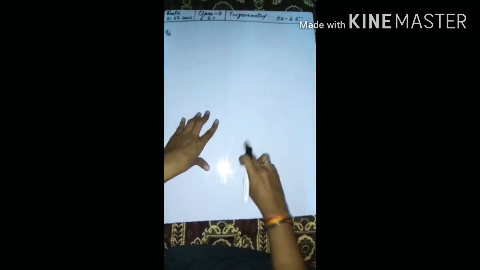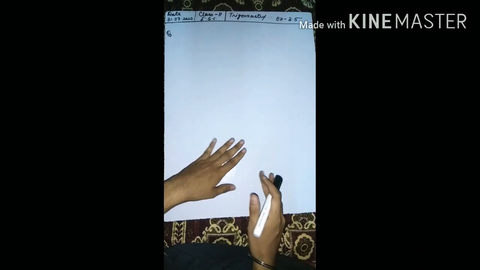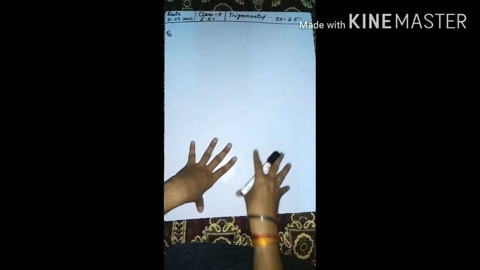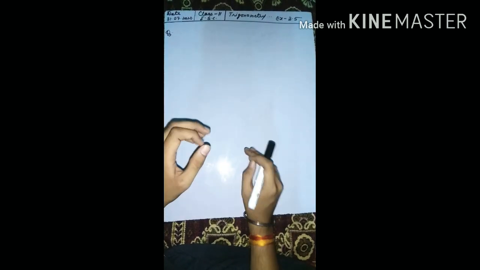Let us start with the questions of the same exercise. There are somewhere 35 questions in the exercise, and there is variety in the questions, and we will see each and every variety, because this exercise is really very important, because the questions will be asked from this exercise only in trigonometry.